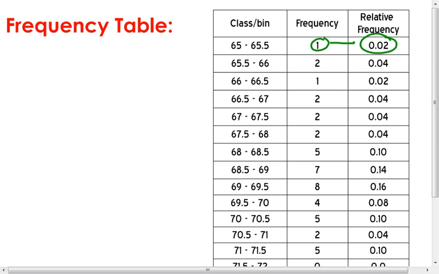So to get from here to here, all I do is I go 1 divided by 50, and that gives me a percent. In this category, there's 2 people, so I'm going to go 2 divided by 50, 2 out of 50, and that's going to give me 0.04, which is the percent of data that fall into that category. So relative frequency goes like that.